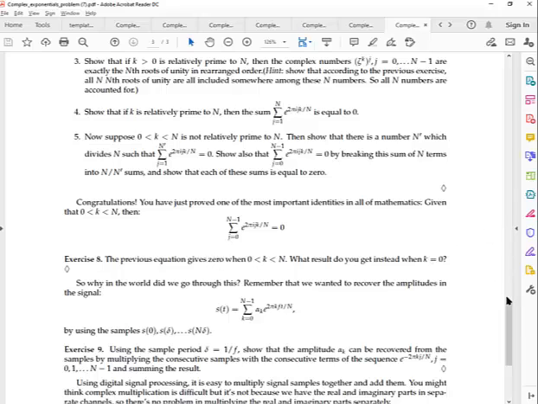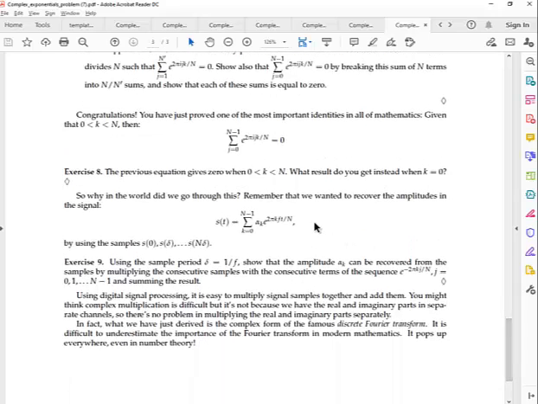Okay, so why in the world did we go through this? Remember that we wanted to recover the amplitudes in this signal. So that's our task here. We have this signal, and we have these samples, and we want to recover these amplitudes. So here's where some magic comes in. Okay. So here it says, using the sampling period delta equals 1 over f, the amplitudes alpha k can be recovered from the samples by multiplying the consecutive samples with the consecutive terms of this sequence.